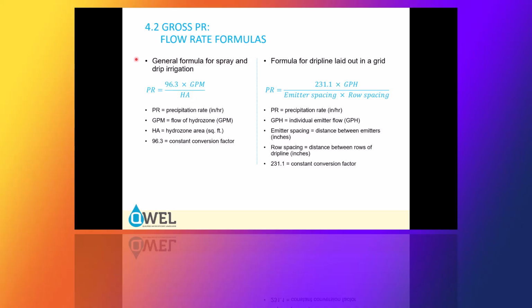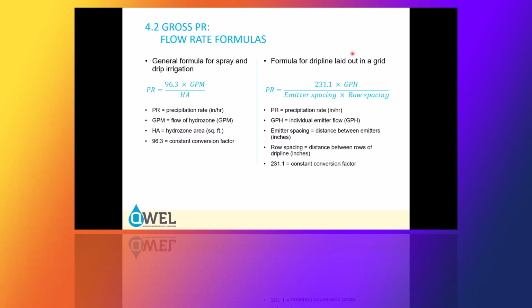So this is a general formula for spray and drip irrigation. The precipitation rate equals 96.3 times the gallons per minute over the hydrozone area. The GPM equals the flow rate of the hydrozone in gallons per minute. Hydrozone area is in square feet. 96.3 is a constant conversion factor, so it's always going to be in there. It helps convert the square feet and gallons into inches.